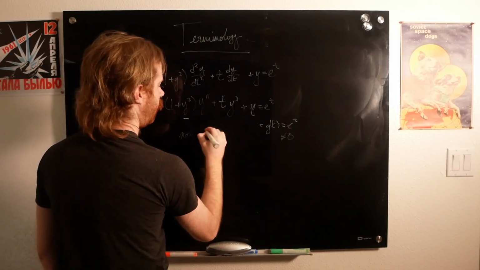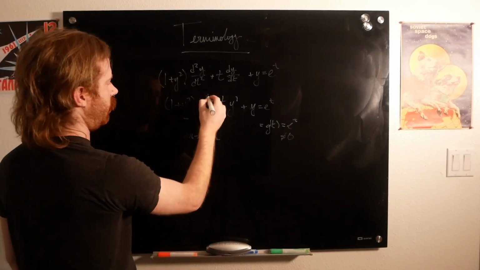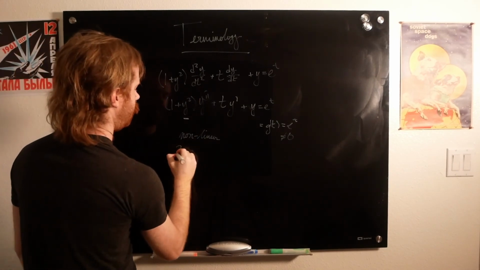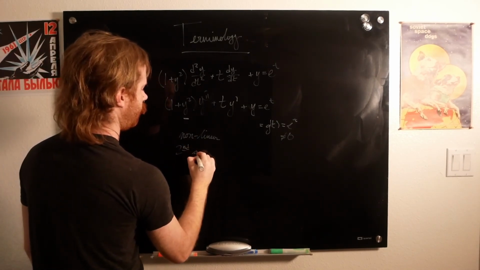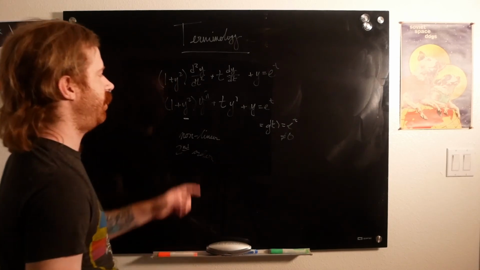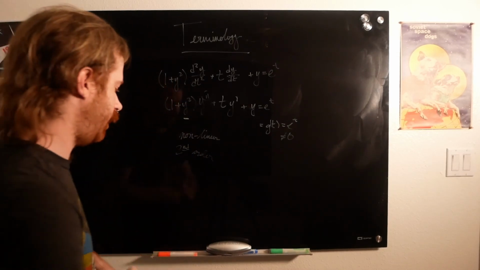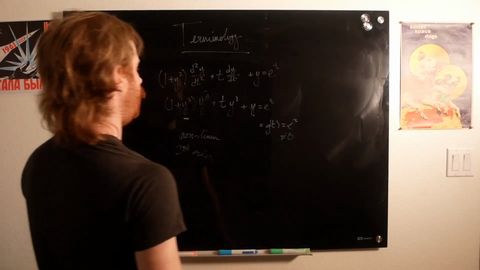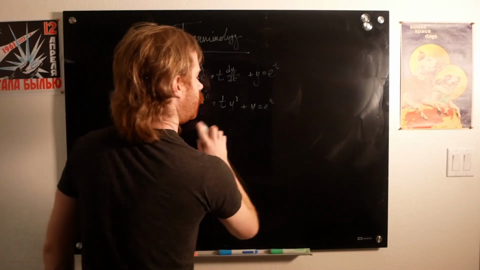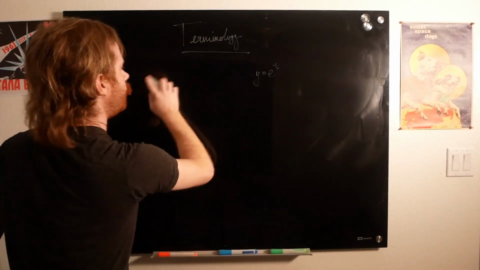So it's non-linear, and the order is going to be 2 still. So second order, because the highest derivative is the second derivative. The highest order of derivative is the second derivative. So let's try another one.